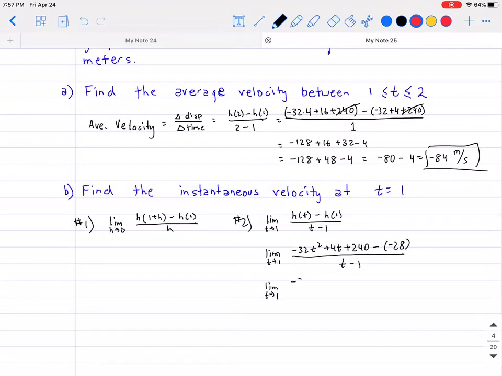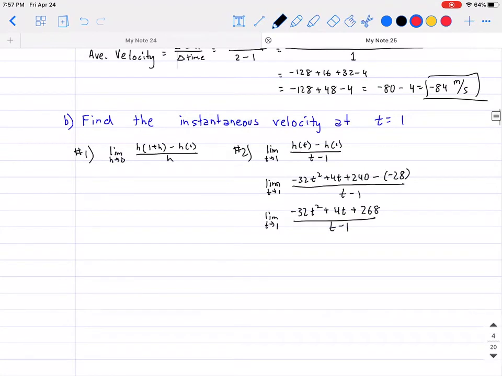Okay, keep cleaning it up as much as we can once again. So limit as t approaches 1 of negative 32t squared plus 4t, and then the negative and negative cancel out, so that's going to be plus 268, all divided by t minus 1. So now we're going to have to divide through to see what we get as an answer.